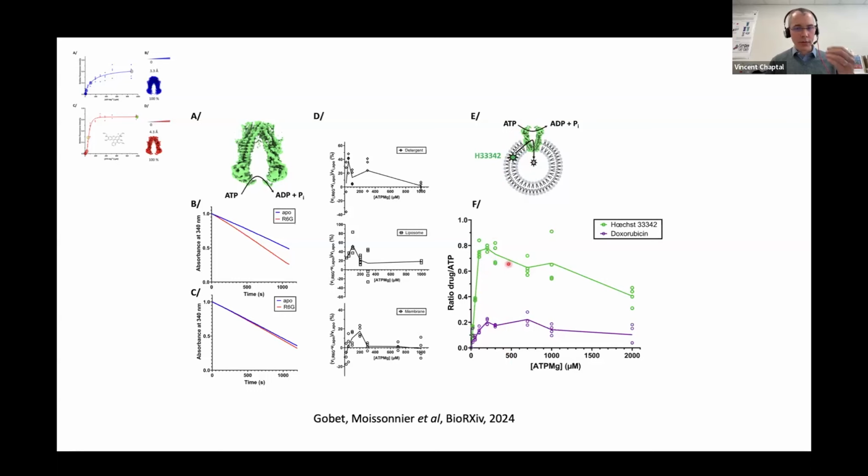And what we can see is that the difference between those two drugs is most likely linked to the physicochemical characteristics of the drugs, where Hoechst is a lot more hydrophobic, so it's probably much more concentrated in the membrane, ready to go into the binding site.